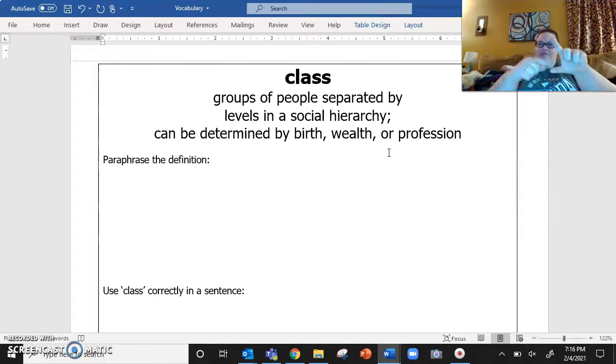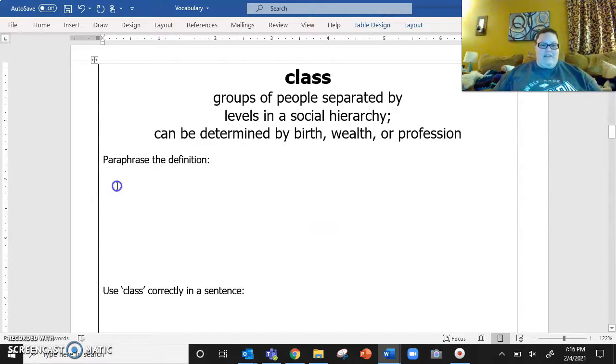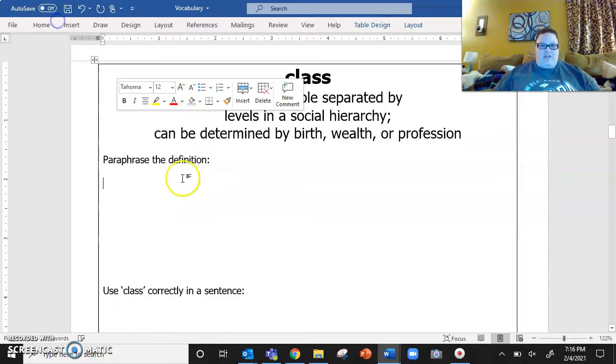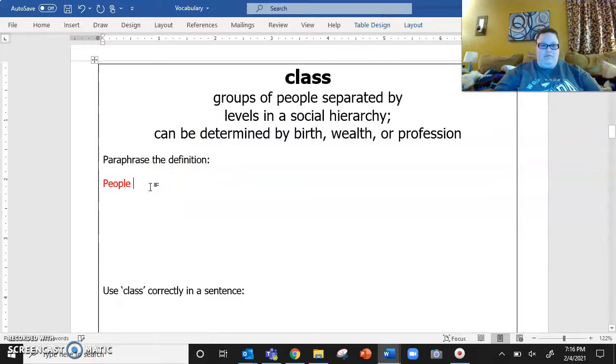So those different layers within that social pyramid are called classes. So we can say that a class is, we're talking about people, and we don't want to say separated by levels. What's another way that we could say that? No, we don't want to say bucketed. Ranked. I'll take that. Ranked in different levels, just because lack of a better word.